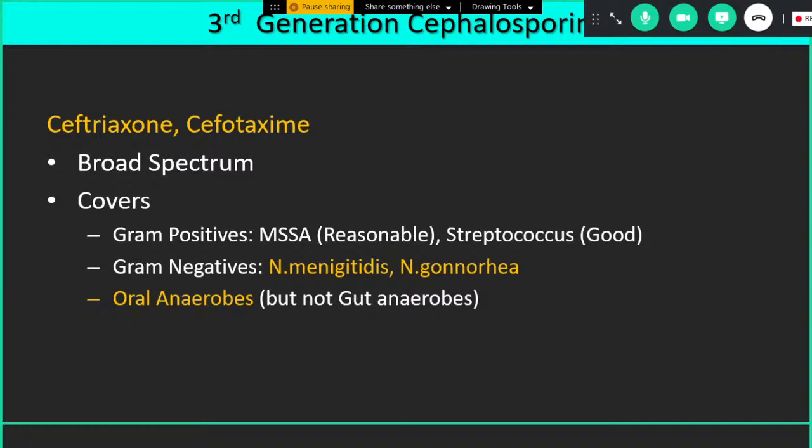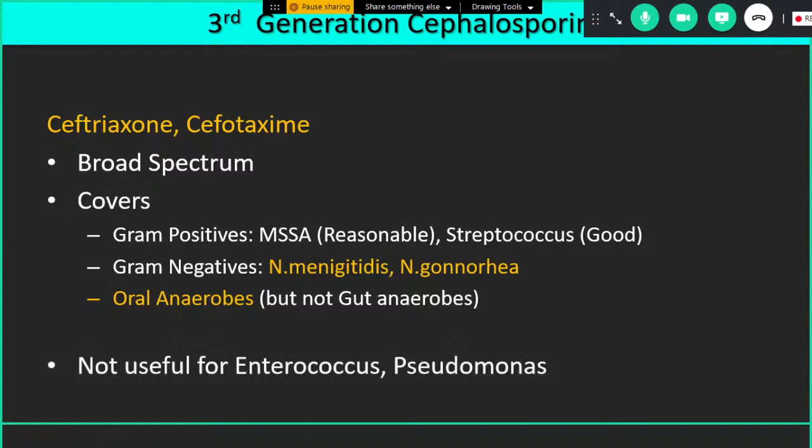Neisseria meningitidis and Neisseria gonorrhoeae, and oral anaerobes are also pretty much sensitive to these antimicrobial drugs. Again, they have no activity against Enterococcus and Pseudomonas. I'm saying Pseudomonas here because there are a few drugs in the third generation which are going to have activity against Pseudomonas.